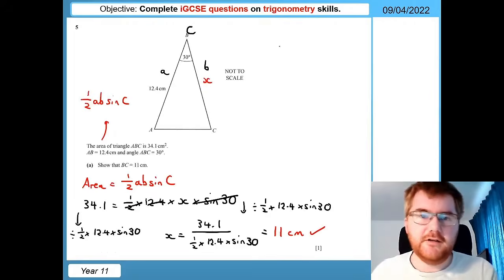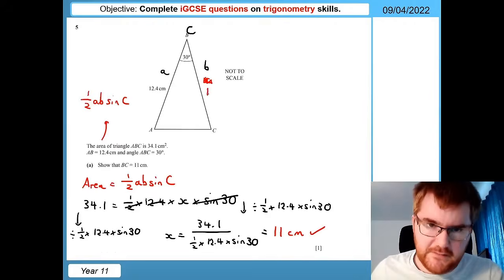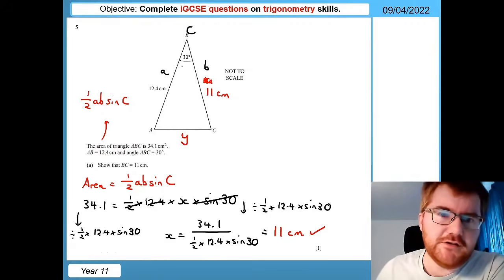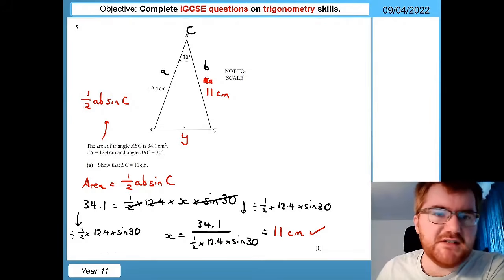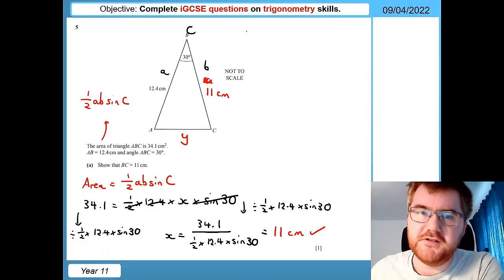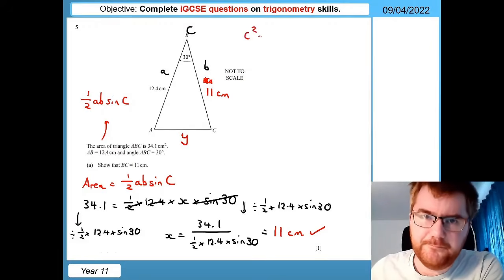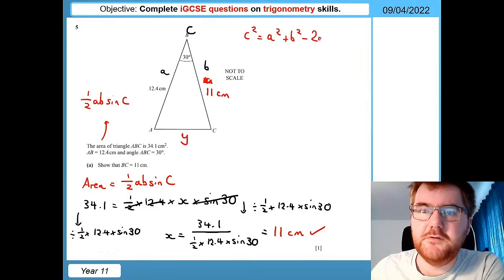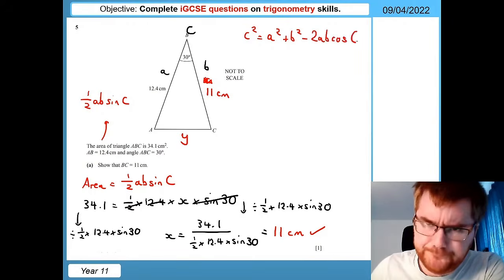So let's have a look here. I now know this is equal to 11 centimetres, and I want to work out this length here. Let's just call that Y. So I look at the triangle I have here. I've got two sides. I've got the angle in between, and I'm looking for the side opposite. This calls for the cosine rule. Now remember, the cosine rule was c squared is equal to a squared plus b squared minus 2ab cos c.